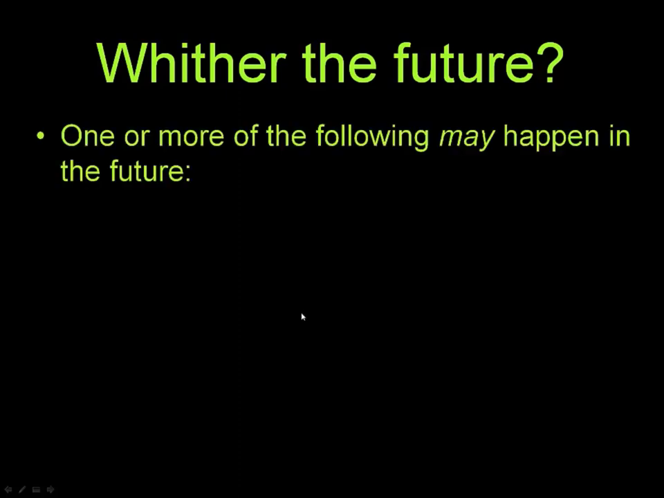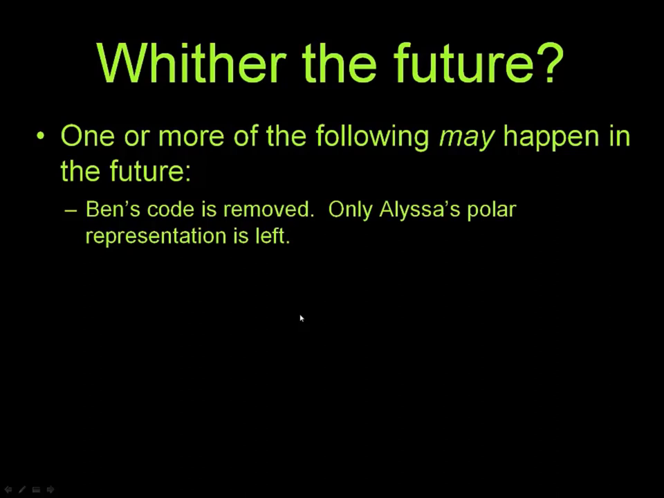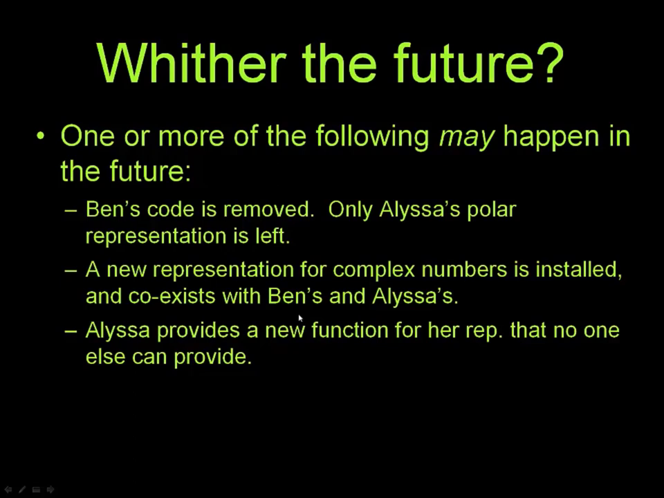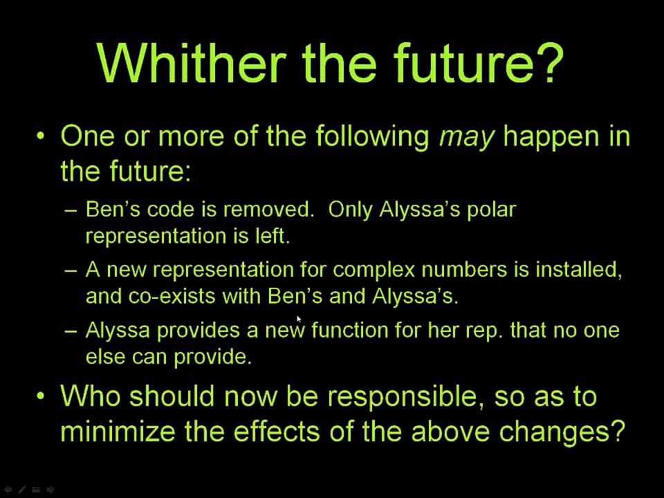Now, this is fine and dandy if you want to do it once. The problem is that something else may happen in the future, right? Ben's code can be removed because somehow you decided it's no good, and then you have only Alyssa's code left, right? And then after that, you may also have a situation whereby you need a new representation for complex numbers, and so you have a third representation of complex numbers. Or maybe Alyssa decides that she wants to provide a new function for polar representation that no one else can provide. So now, what should we do, and who should be responsible to make the above changes so that everything works?